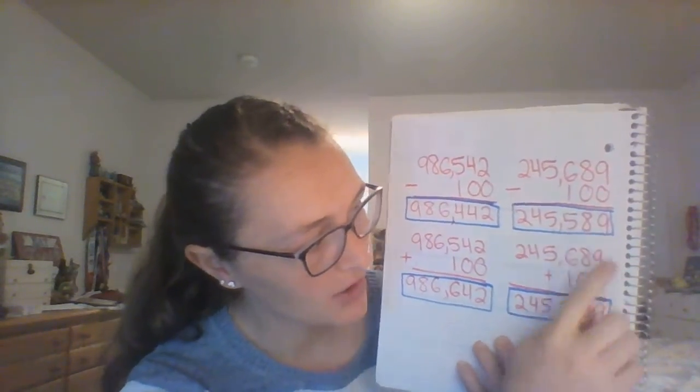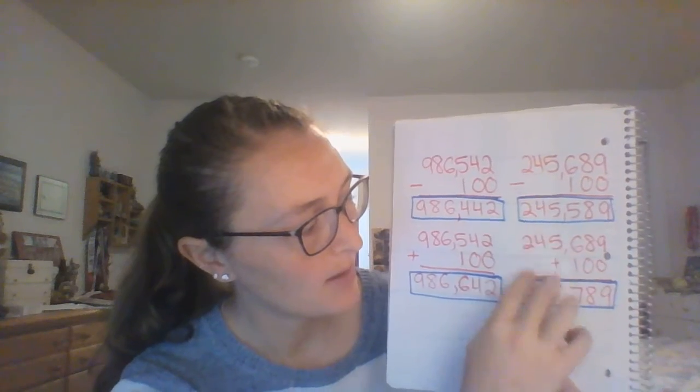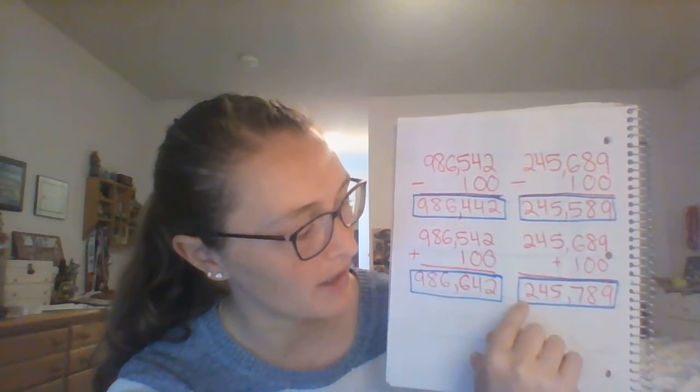On our smallest number, we add 100, 9 plus 0 is 9, 8 plus 0 is 8, 6 plus 1 is 7. Bring the rest down. Our answer is 245,789. And I went ahead and boxed my answers so it stands out.